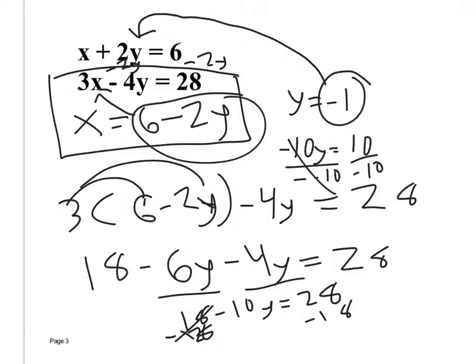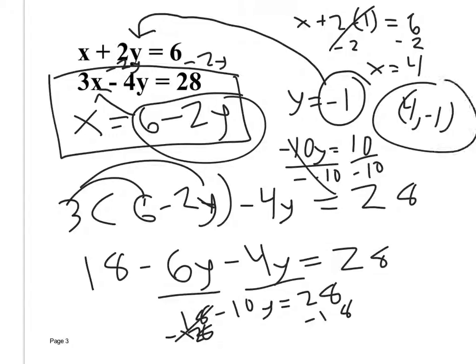X plus 2 times negative 1 equals 6. So let's go with that here. 2 times negative 1 is negative 2. So I'm going to subtract 2 from both sides. X equals what? What's 6 minus 2? 4. So now I just write my ordered pair. 4, negative 1. There's my answer.